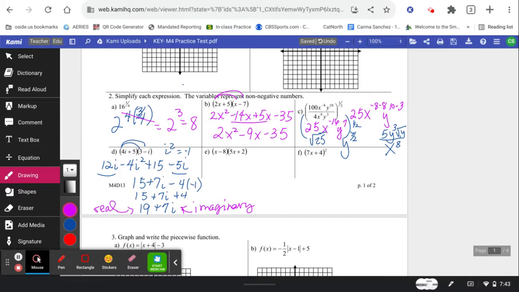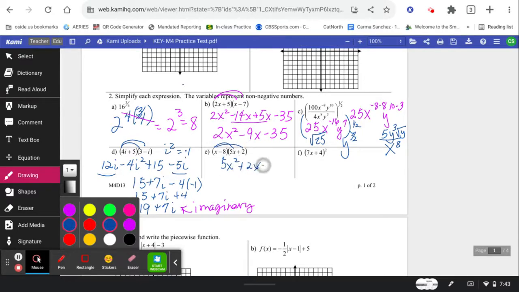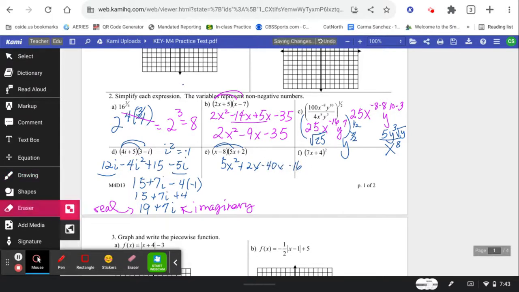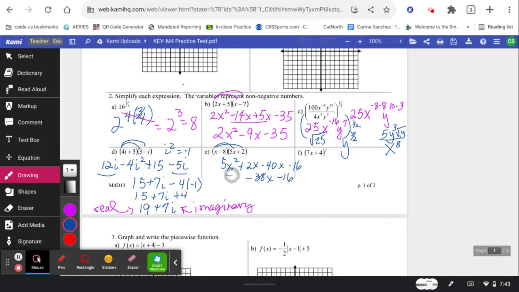Okay, next is going to be just multiplying a binomial again. There's no weird i's, so it's just 5x squared plus 2x minus 40x minus 16. We're going to combine those like terms. That gives me negative 38x in the middle, and that's a 5x squared out front. There it is. Did you get it? Remember, you can do the box method on that too if you prefer.